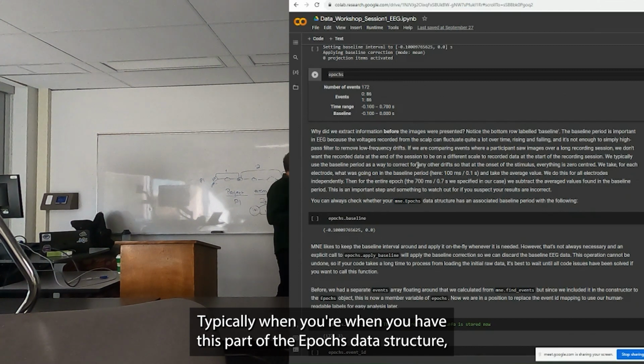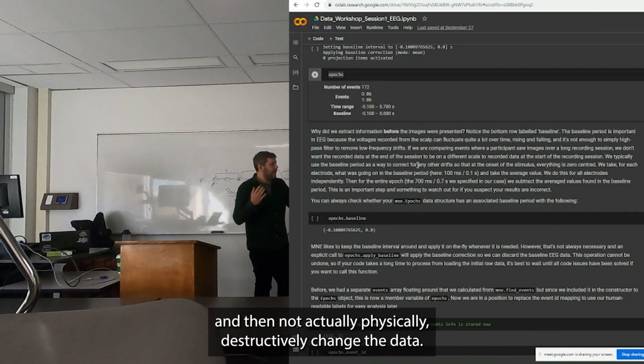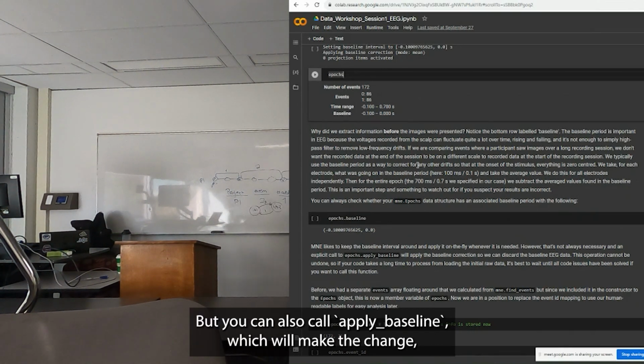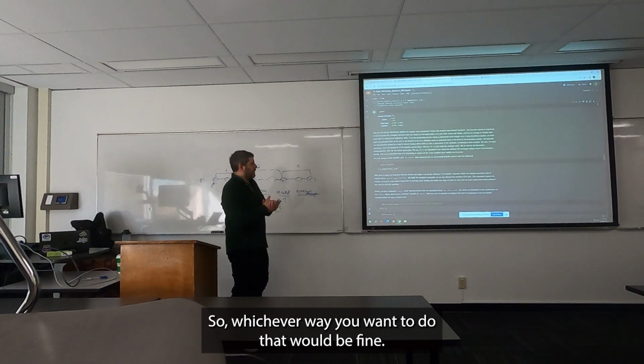Typically, when you have this part of the epoch data structure, whenever you're plotting, whenever you're doing any analysis, MNE will apply this and not actually physically or destructively change the data. But you can also apply baseline, which will make a change, and then you can drop the baseline, but then there's no way to recover things again. So we'll do it the way we want to do that, and we'll be fine.